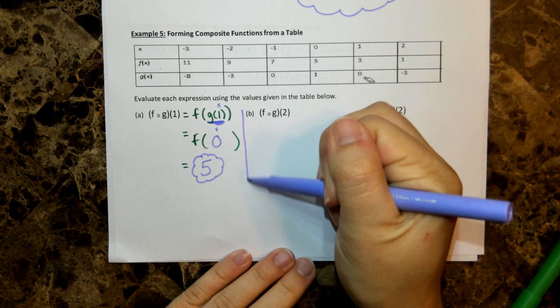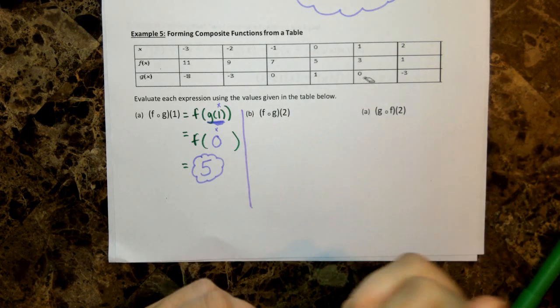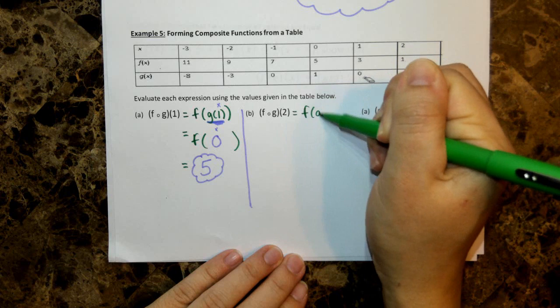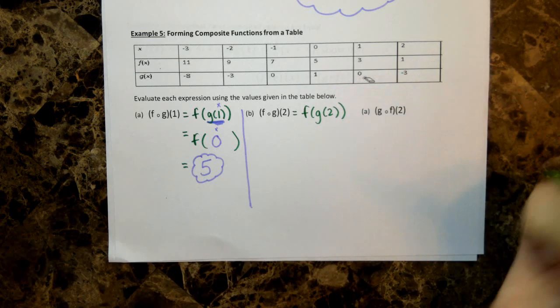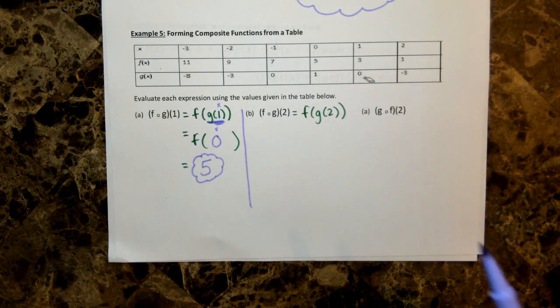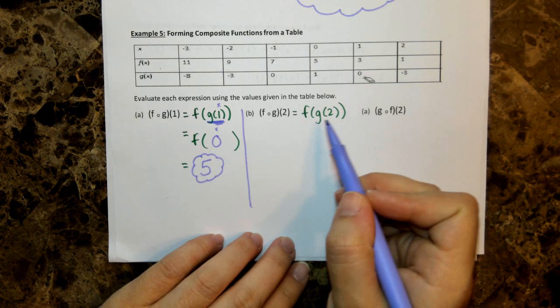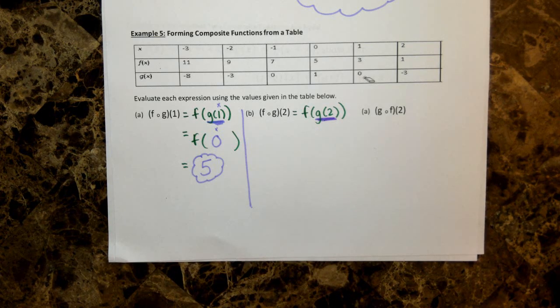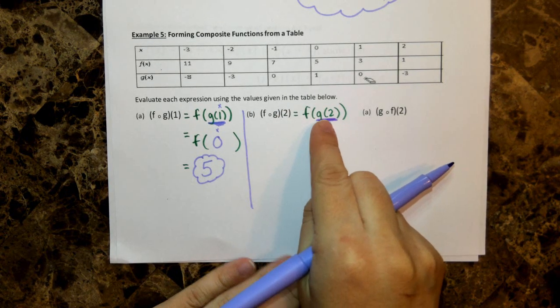Alright, another example, F composed with G of 2. I'm going to actually write it like this, F composed with G of 2. I prefer that way when I'm dealing with a table. And when I'm dealing with a table, I start with the inside function and then work my way out. So G of 2 is like the inner part.